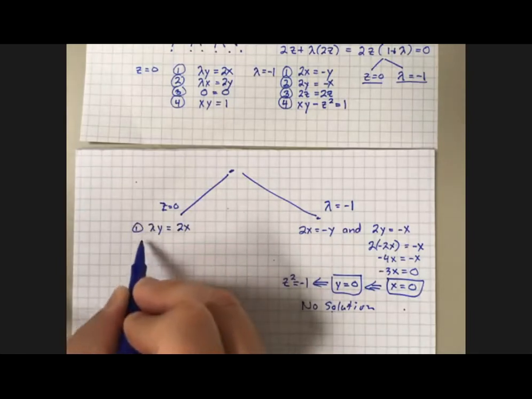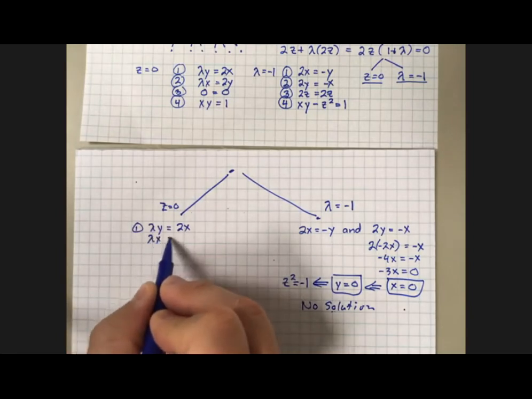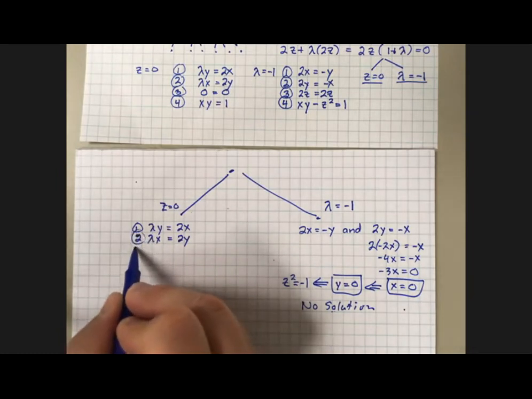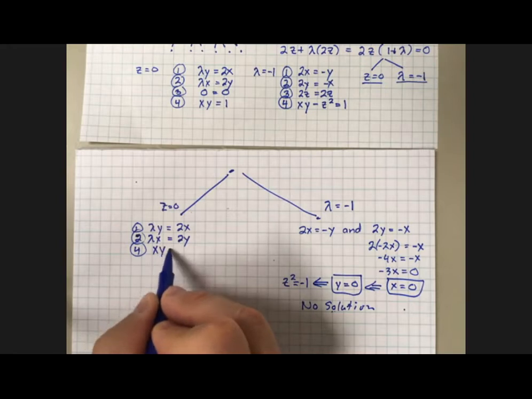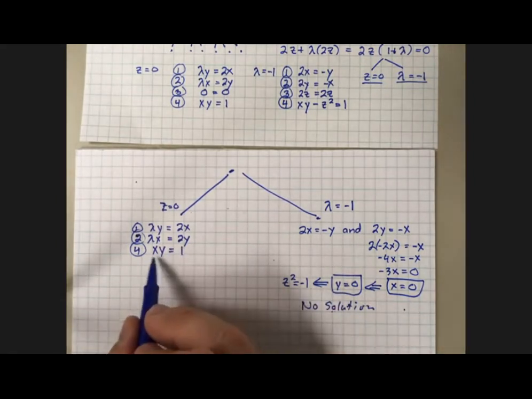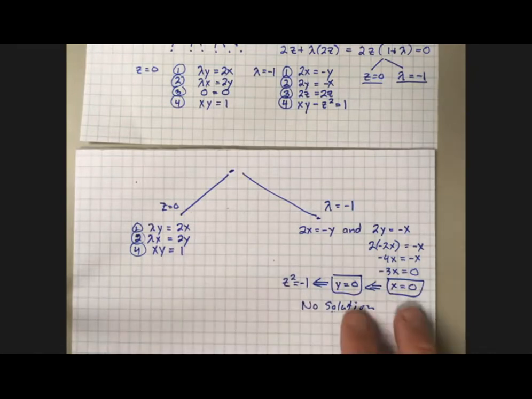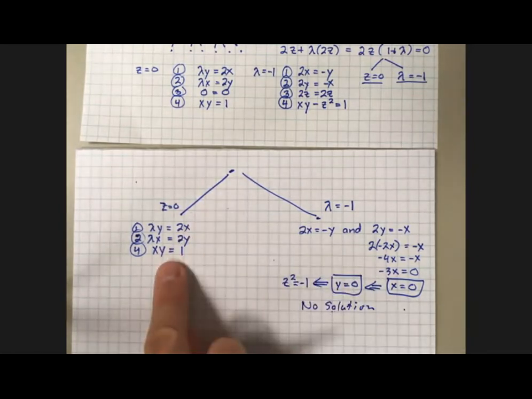That was the first equation. Second equation, lambda x equals 2y. And the fourth equation was xy equals 1. So I can solve the fourth equation for x or y. But remember, I'd be dividing by x, dividing by y, which would make x or y 0. Now I've got some evidence possibly over here that x or y equals 0 actually turns out to be no answer. So I might not be afraid to divide by 0, but remember, I'm on a different branch. So I don't want to make that commitment yet.